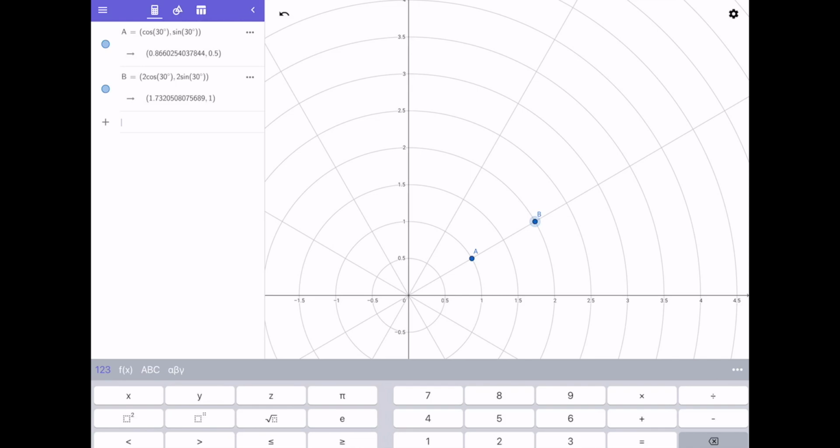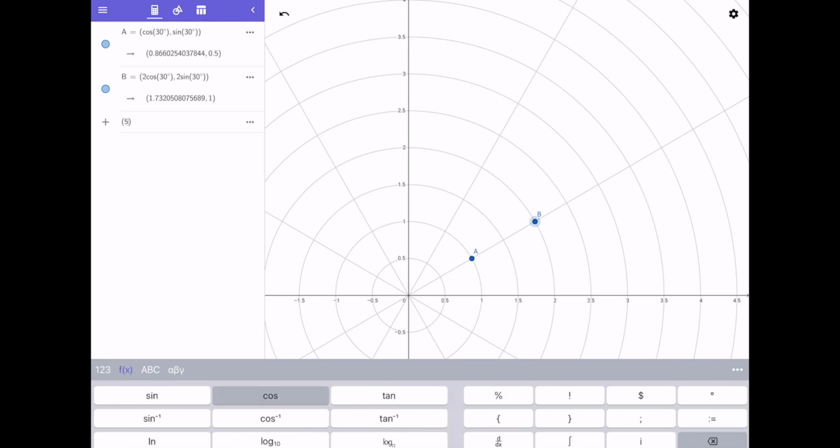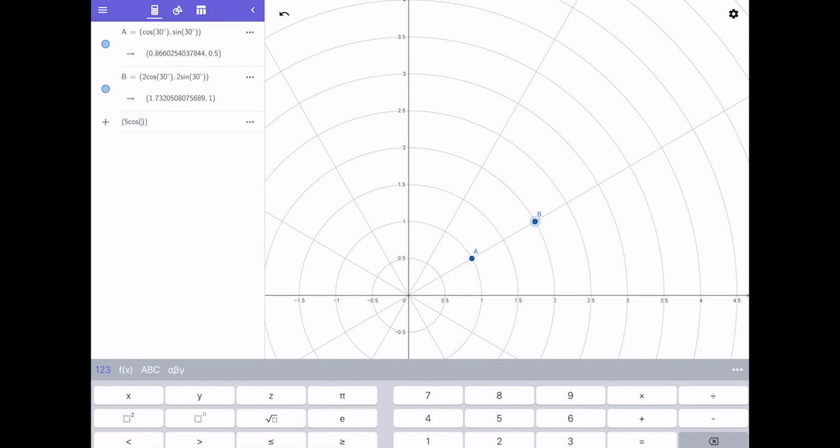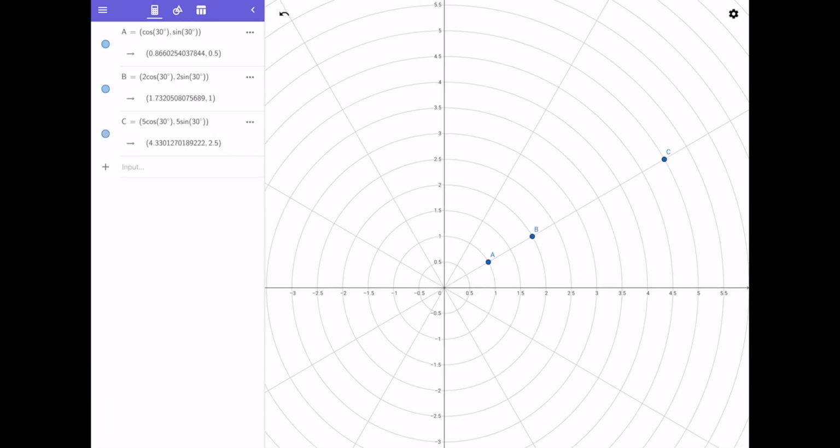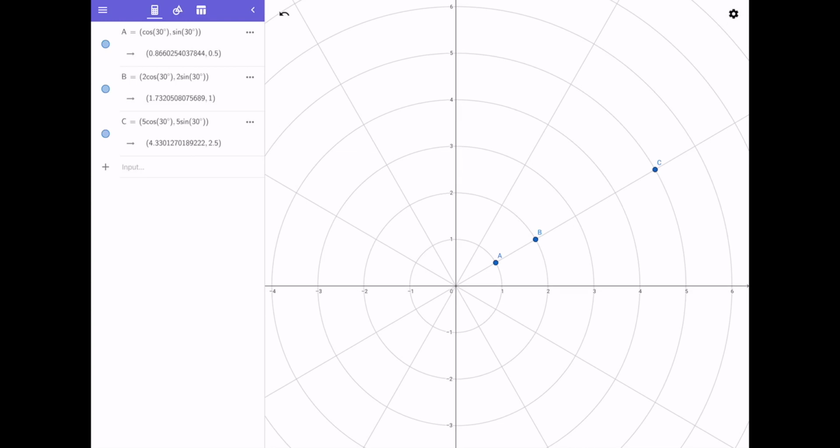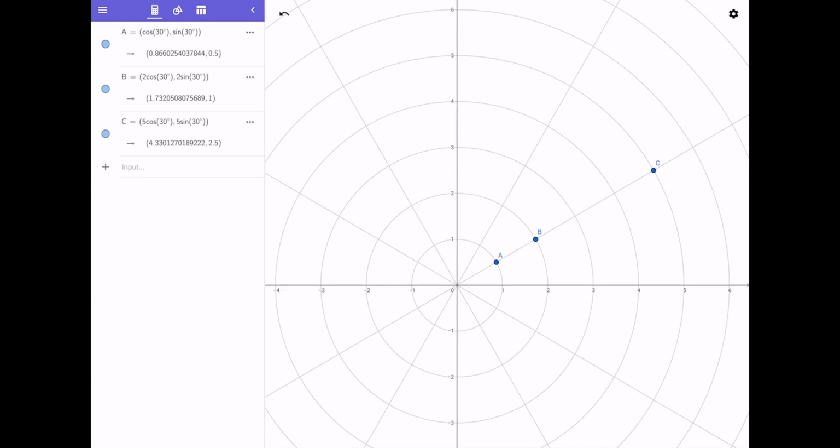So let's begin with parentheses for the point. The radius is 5. We need cosine for x. The angle is still 30 degrees, comma, 5 for the radius, sine of 30 degrees, and enter. And we get our point C way over here with radius 5, still on the same angle. That's all.